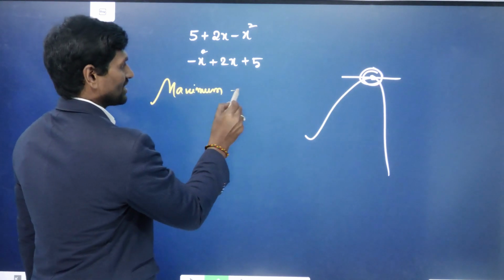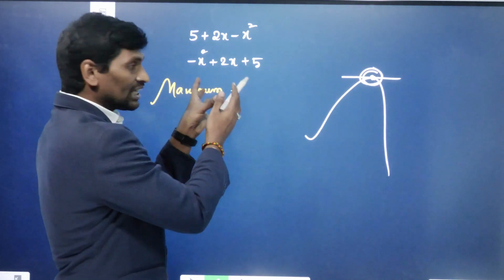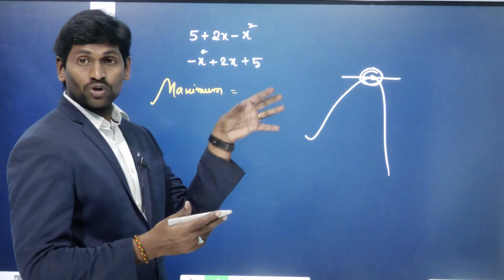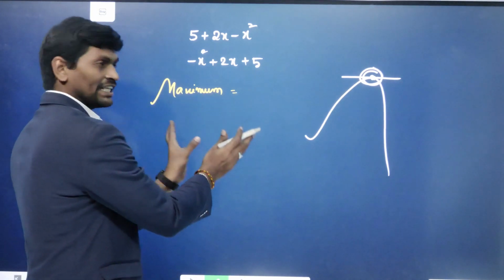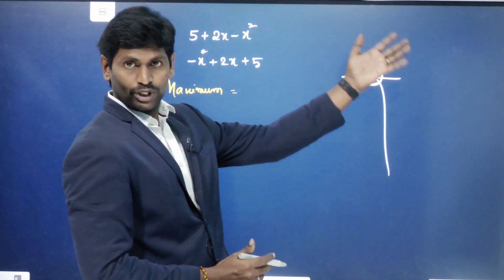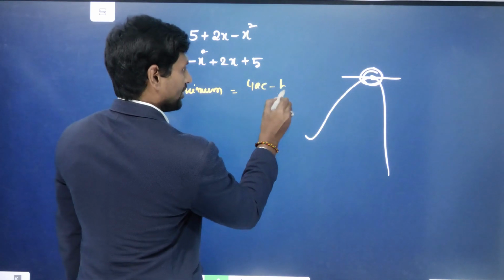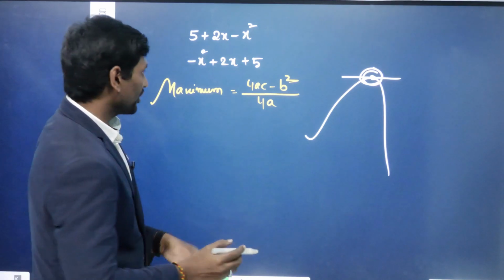But instead of asking what is the maximum of this quadratic equation, it is given that this quadratic expression never gets a value more than this. That means this is the maximum. It cannot go beyond that. So all are based on the same formula: 4ac minus b square by 4a.